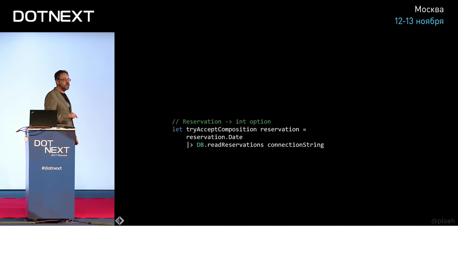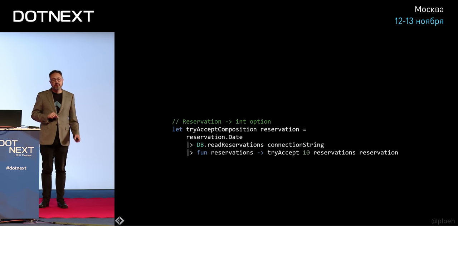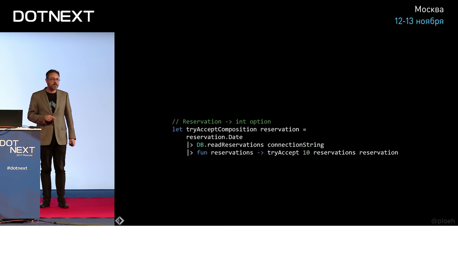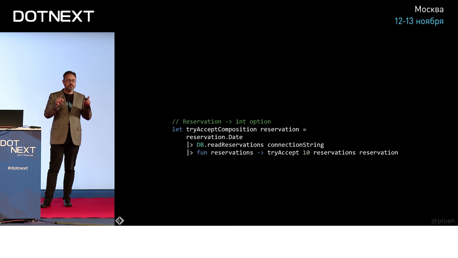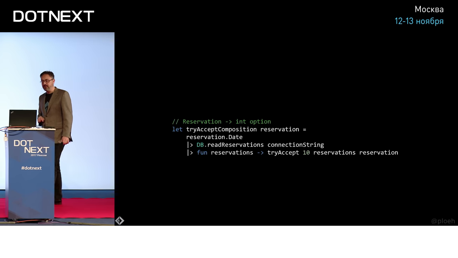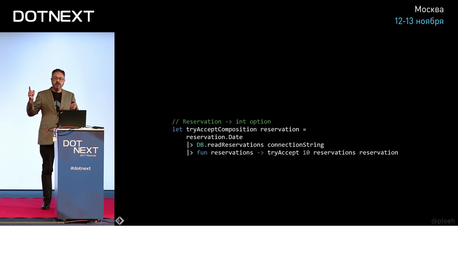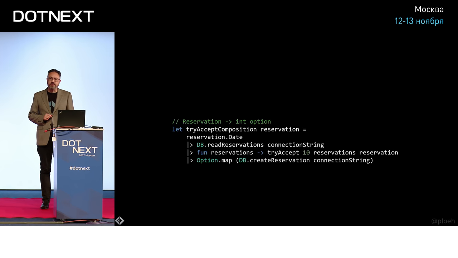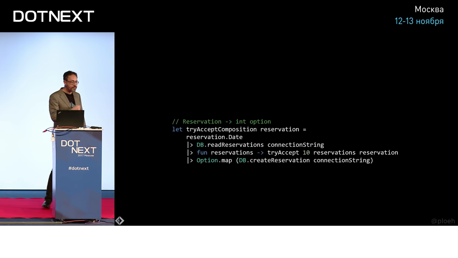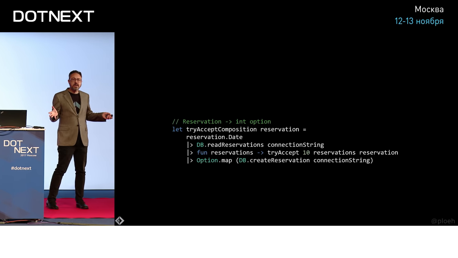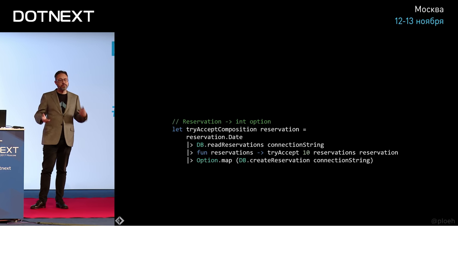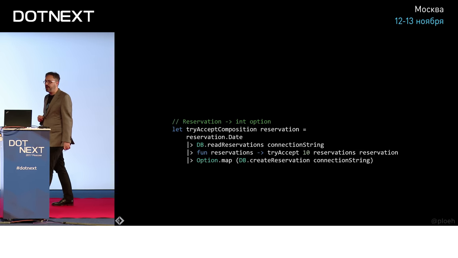And we can pipe that reservation list into a lambda expression, and the lambda expression says, well, every time I get reservations, I'm going to call try accept 10 reservations reservation. So that's the try accept function that you've just seen, and that returns a reservation option, and we can just pipe that into option map just like you saw before. So this again does exactly the same thing as before. It's just a different way of factoring things.